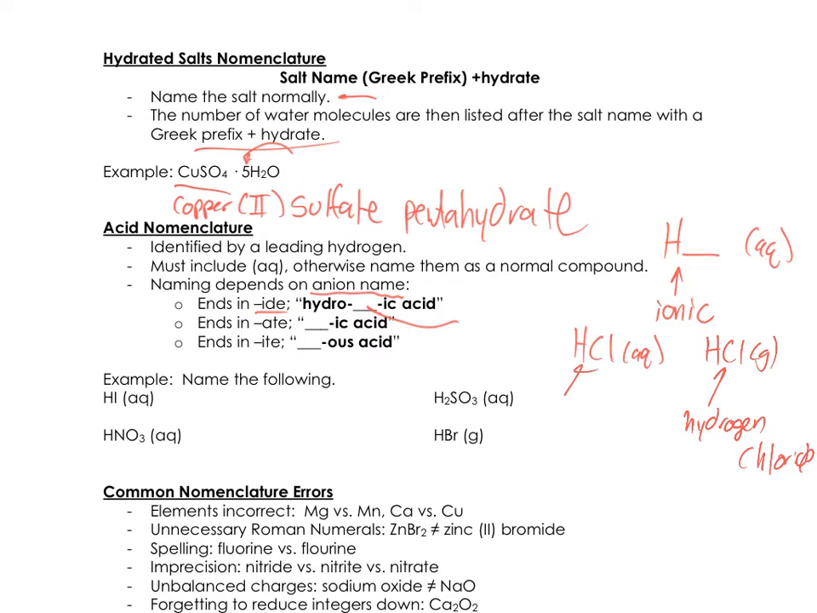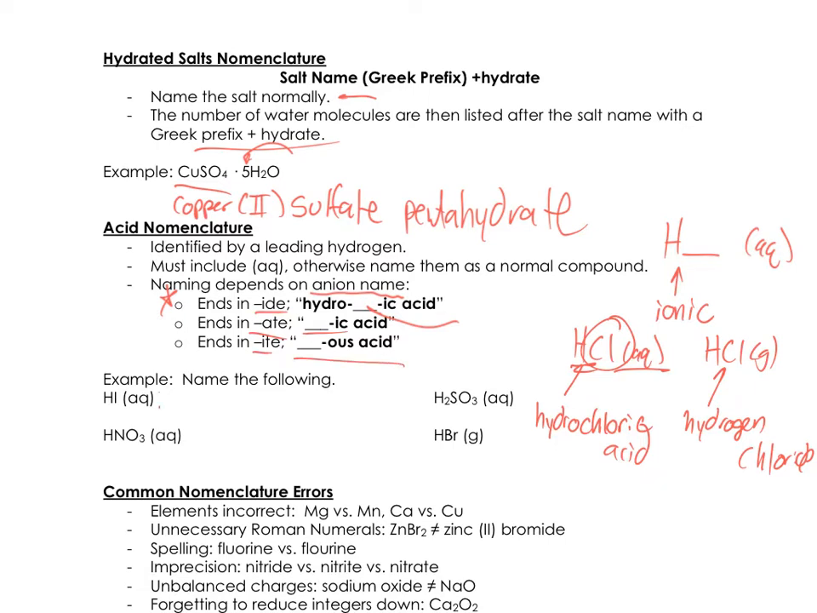HCl(aq), on the other hand, we see it starts with a hydrogen. It's an aqueous solution. We see the Cl minus. This is chloride, so we use this naming convention right here. We drop the IDE, we add hydro-ic to it, and we get hydrochloric acid. If it ends in ATE, it's ic acid. Drop the ATE, add an ic. If it ends in ITE, drop the ITE and add an ous.